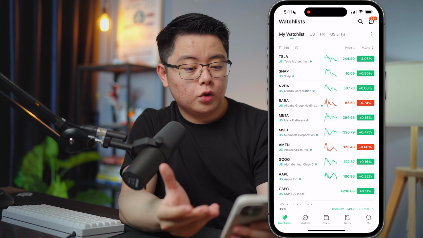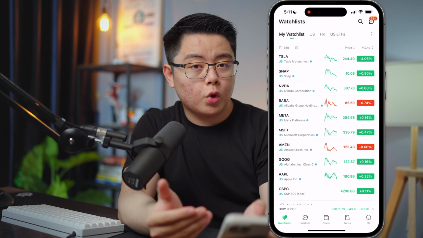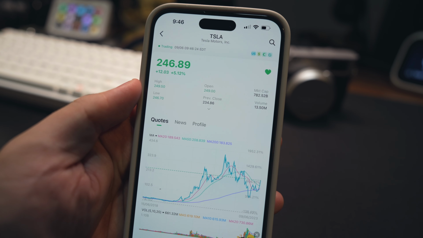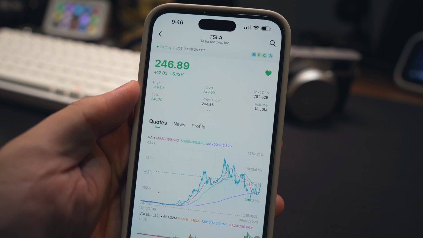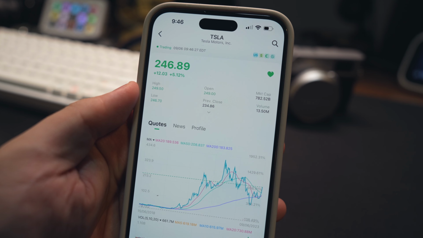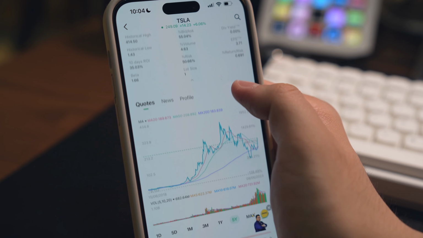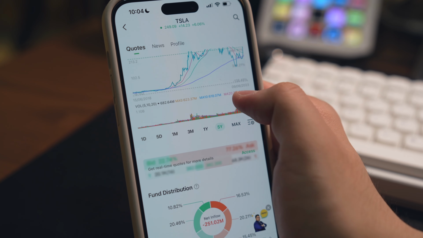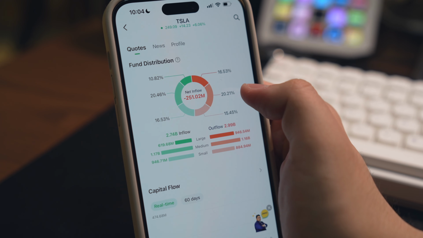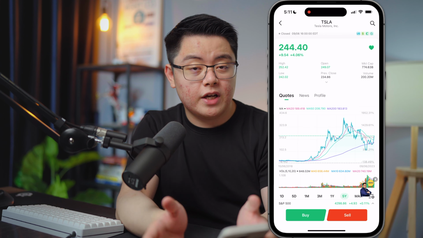So now that you know how to move around and customize your own watch list, let's try clicking into the individual stock to reveal more information about the stock itself. This is where you will get all the information you need to understand about the company's share price, financials, Sharia compliance, technical indicators, etc., which will all be part of your investment decision.